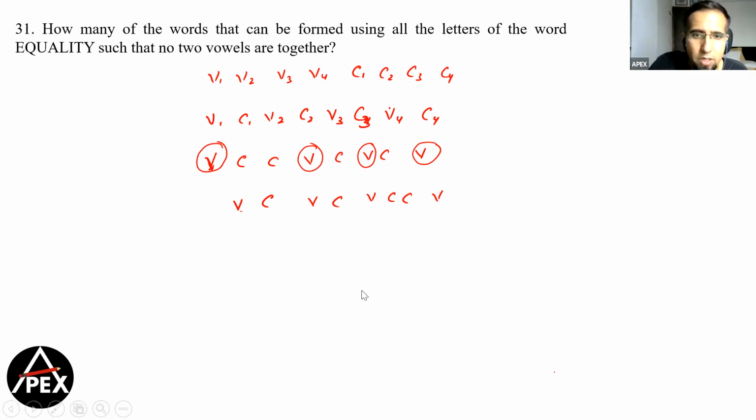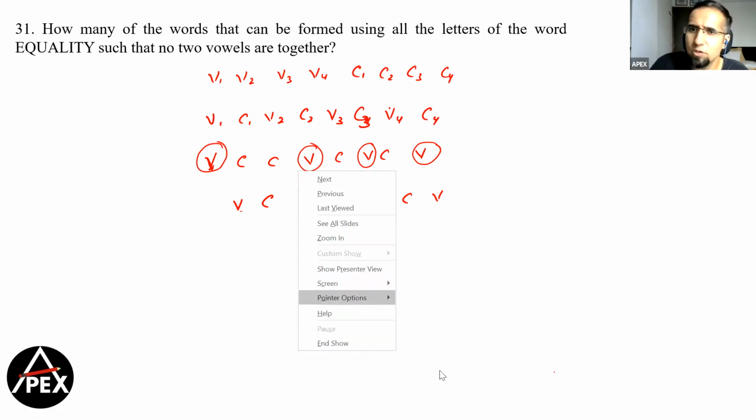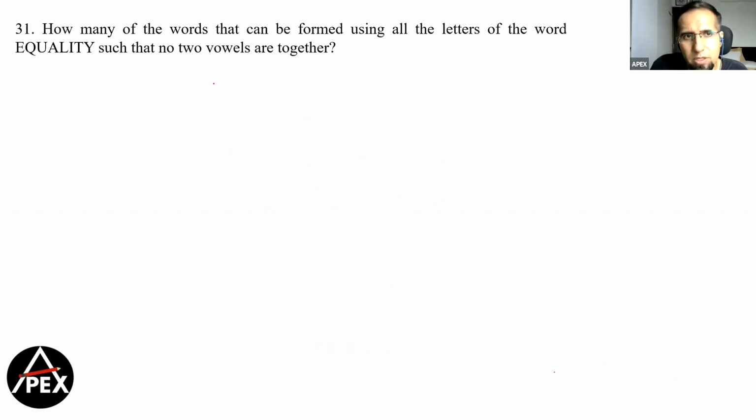I guess the answer is wrong here. Let us see. The process here is simple: if no two vowels are together is given, arrange the opposite party. Which is the opposite party here? The opposite party is consonants. Now, how many consonants do I have, guys? I have 4 consonants. I will arrange them in 4 places in 4 factorial ways.